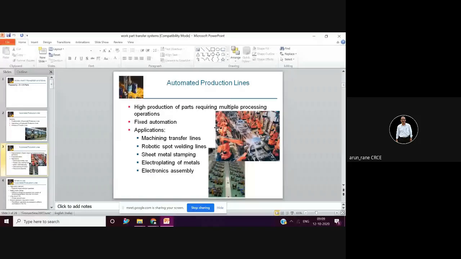There can be many operations, like drilling, reaming, then tapping. Usually a machining transfer line consists of almost 10 to 20 stations, and it goes on continuously. That is why it is called hardwired. Hardwired means fixed, not flexible. If the machining transfer line is designed for machining a particular cylinder, it will keep on doing only that.